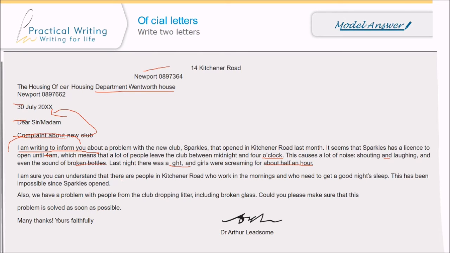I'm sure you can understand that there are people in Kitchener Road who work in the mornings and who need to get a good night's sleep. This has been impossible since Sparkles opened. Also, we have a problem with people from the club dropping litter, including broken glasses. Could you please make sure that this problem is solved as soon as possible? Many thanks, yours faithfully, Dr. Arthur Lidson.